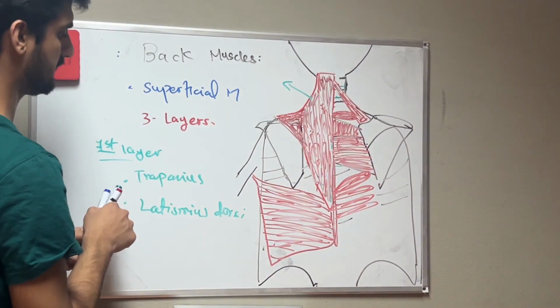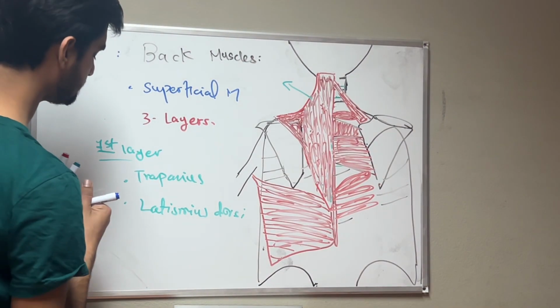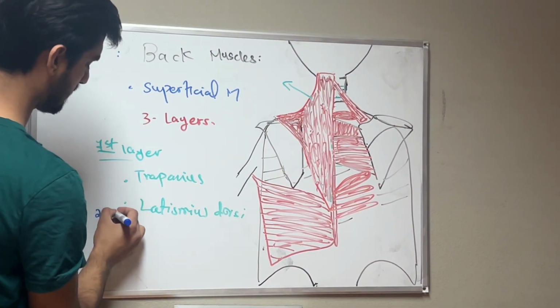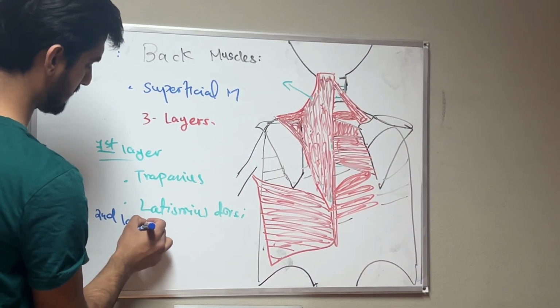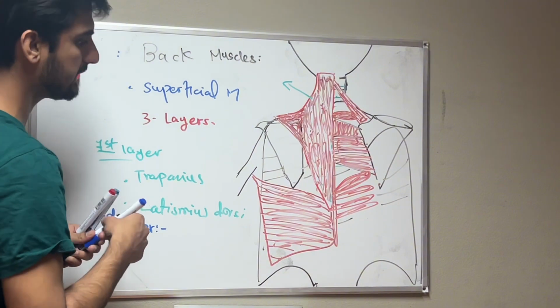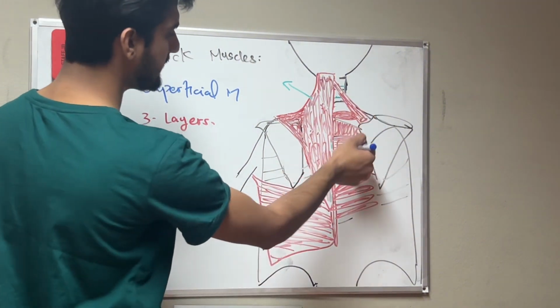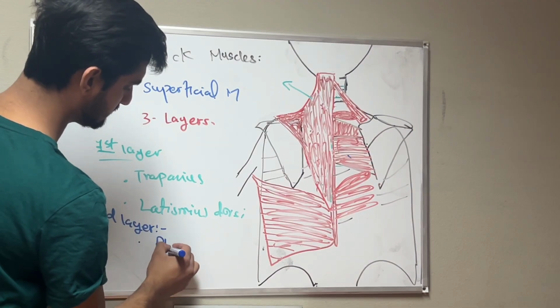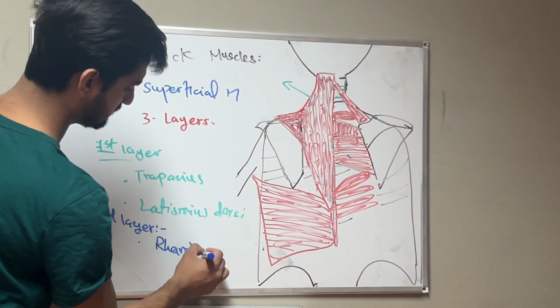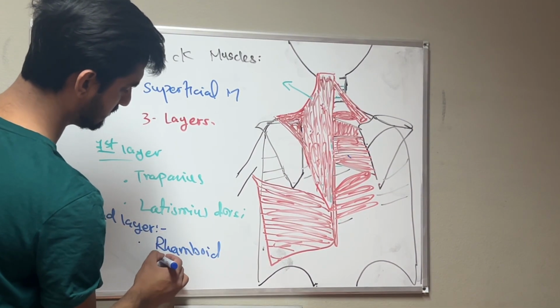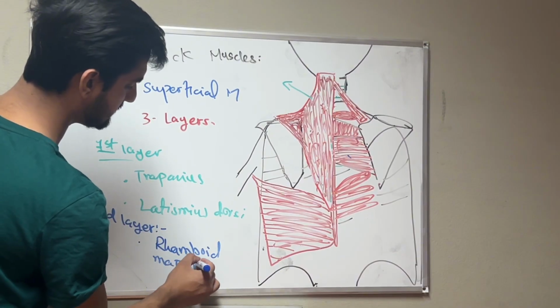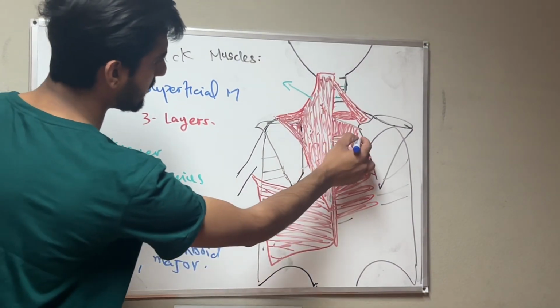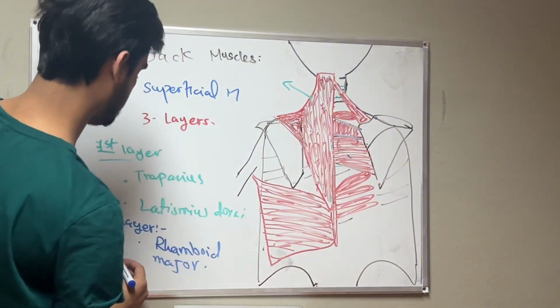Then we have the second layer. Second layer we have rhomboid major. This one is rhomboid major. And rhomboid, the small one, this one is rhomboid minor.